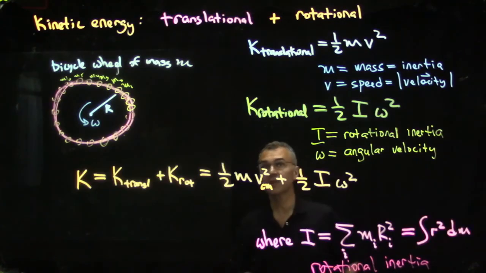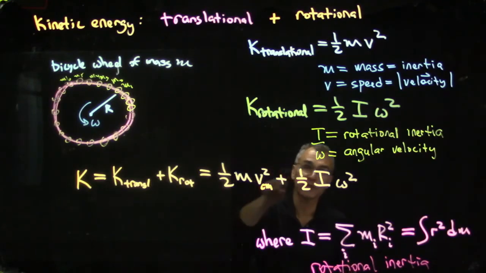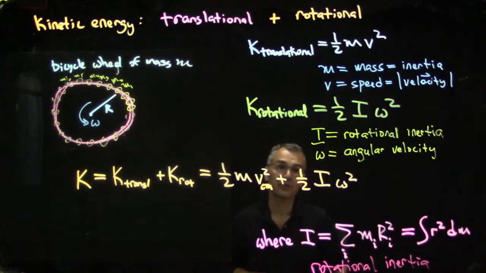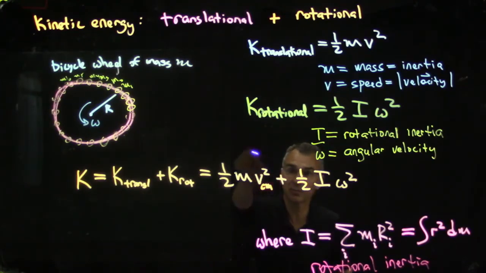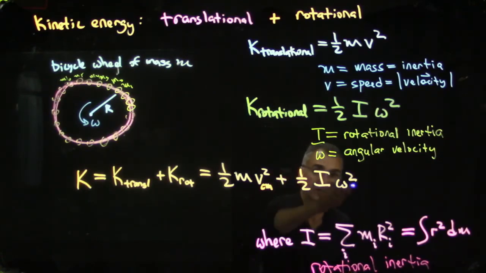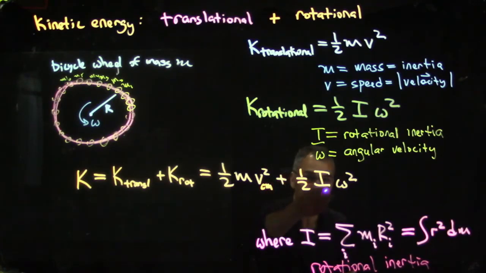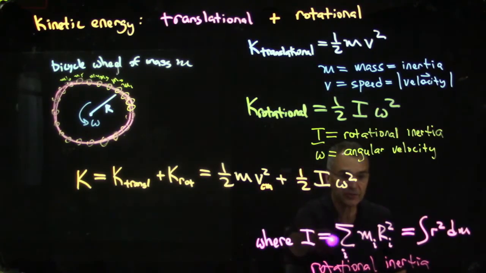For the case where an object is both translating, in other words, its center of mass is moving at some speed v, and it is rotating about its center of mass with angular velocity omega, the kinetic energy has a translational part, 1/2 times the mass of the object times the square of the velocity of the center of mass, plus 1/2 I omega squared. This is 1/2 times the rotational inertia times the square of the angular velocity of its rotation about its center of mass. To calculate this rotational inertia, we add up over all of the little constituents that we imagine this object is made out of.